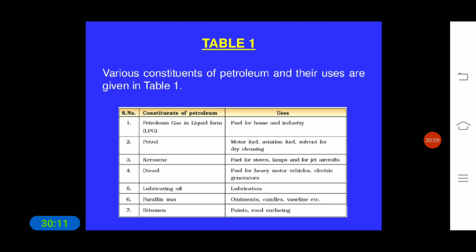So this table shows the uses of the components of petroleum and how they are used in our daily life. This is why we call petroleum black gold, because of such useful products that we get and how they are used in our daily life.